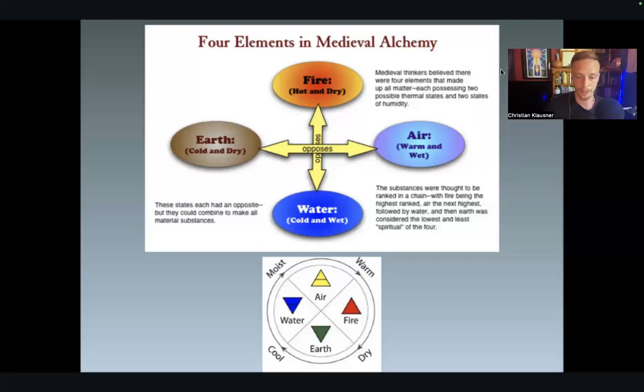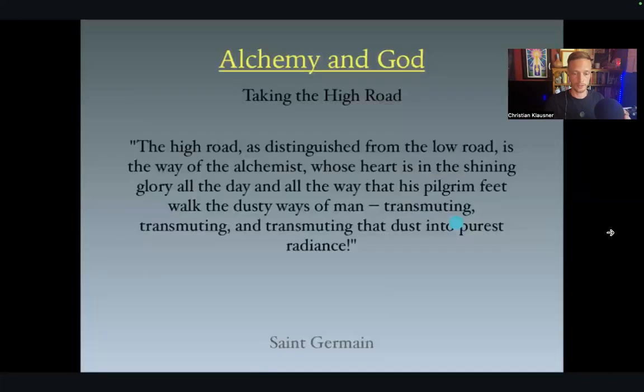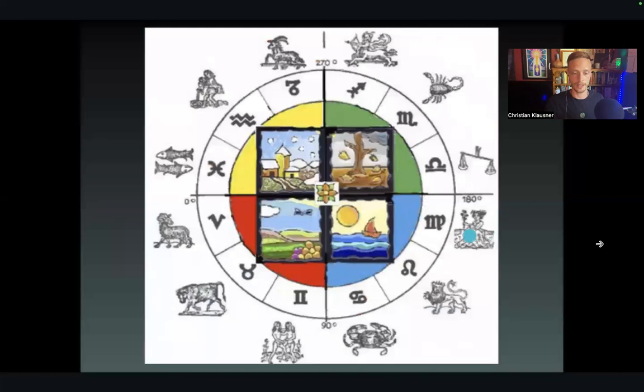Medieval thinkers believed there were four elements that made up all of matter, each possessing two possible thermal states, that is hot or cold, and two states of humidity, wet or dry. All right. The substances were thought to be ranked in a chain, with fire being the highest, relating to spirit, air the next highest, which is relating to mind or the mental realm, followed by water, which is the emotional realm, the realm of feeling, and earth, which is the realm of sensation, was considered the lowest and the least spiritual, or the most dense of the four. Okay. It's pretty important to understand when we're understanding the elements and how they work.